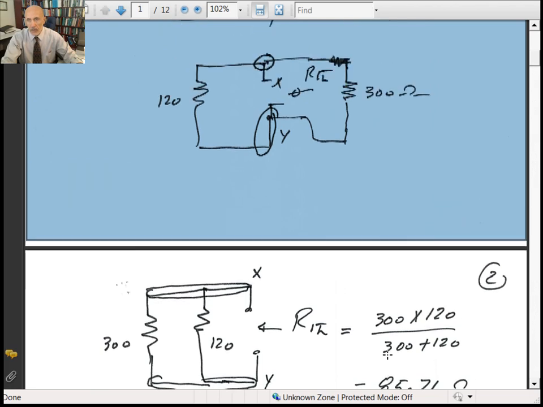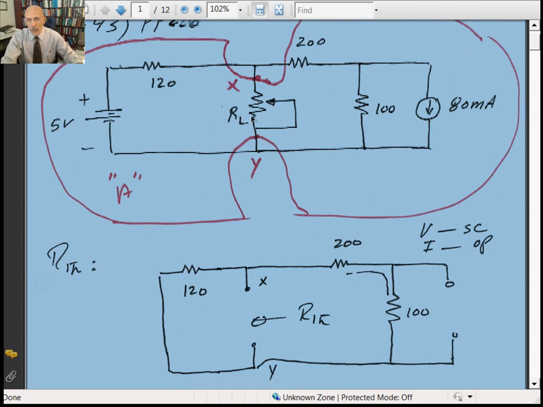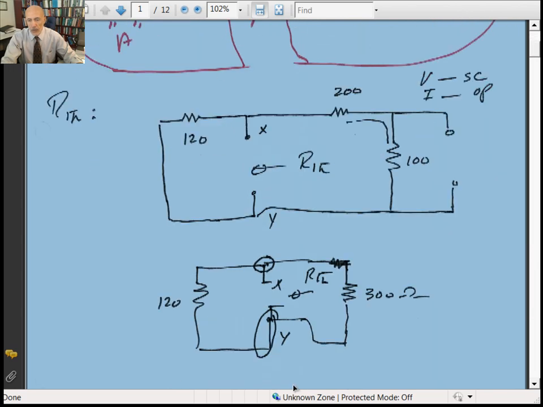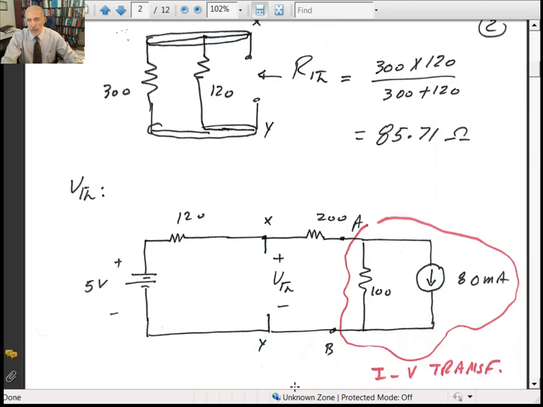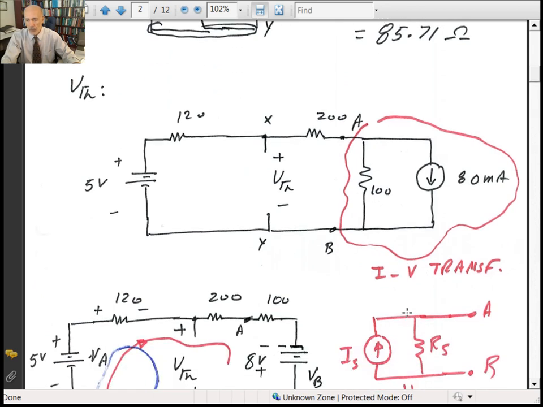To calculate V Thevenin, you need to open circuit at points X and Y. That would be V open circuit, so V open circuit would be V Thevenin. At this point, you need to decide which technique you're going to apply to solve the circuit. There are a number of ways you can do it. One technique that we did was called current to voltage transformation. If you have a current source, you can replace it with a voltage source.